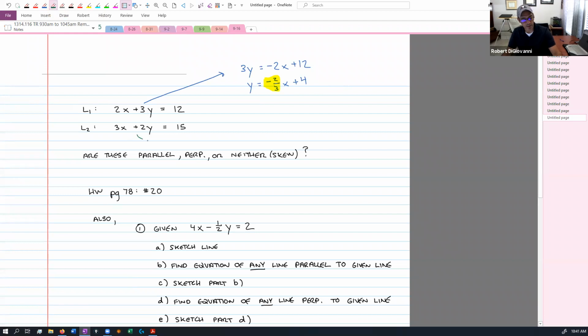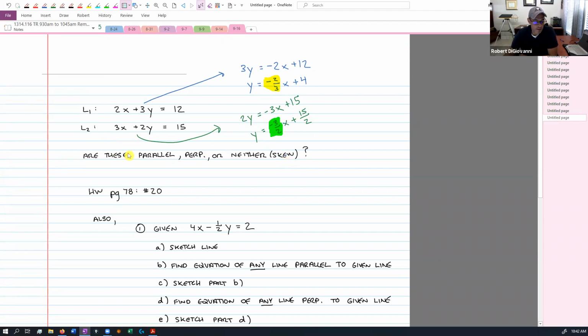Now I do the same thing on this one. I take the 3x to the other side, so it becomes negative 3x, and plus 15, sorry. Then I divide everything by 2. Now 15 divided by 2 is a decimal. I'm just going to leave it because it's actually not important to me. All that's important to me is the slope.